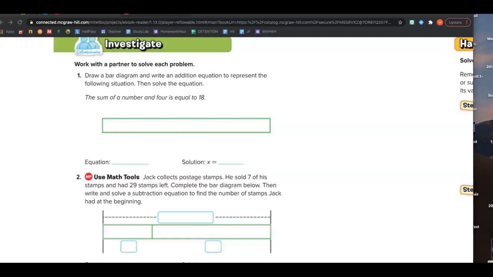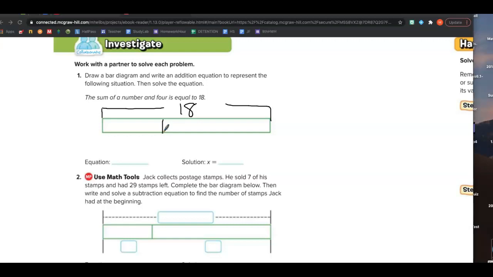All right, number 1, draw a bar diagram and write an addition equation to represent the following equation. The sum of a number and 4 is equal to 18. What is our total in that statement? Okay, so our entire bar diagram represents 18, so let's write that in. Then a number and 4 equals that. So what's our number? We don't know.